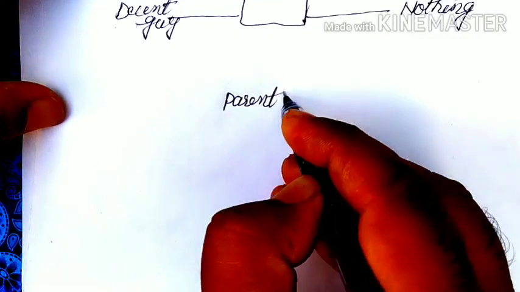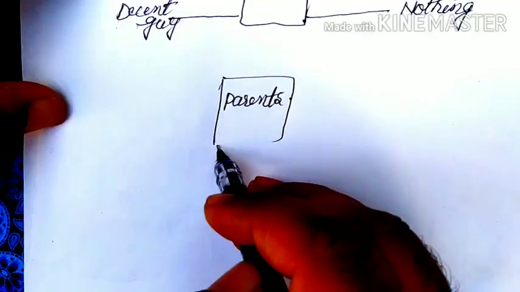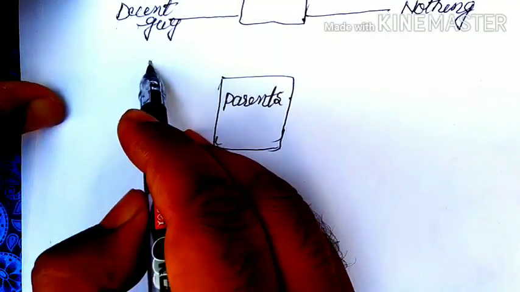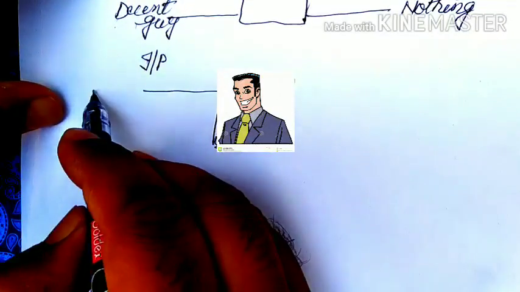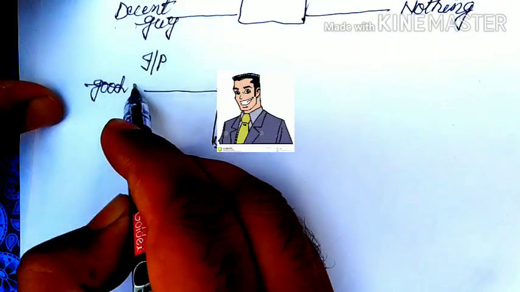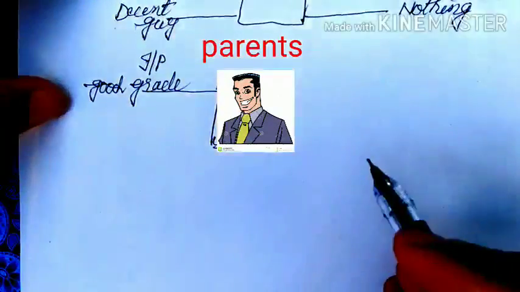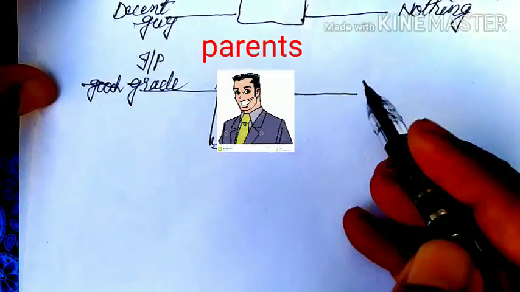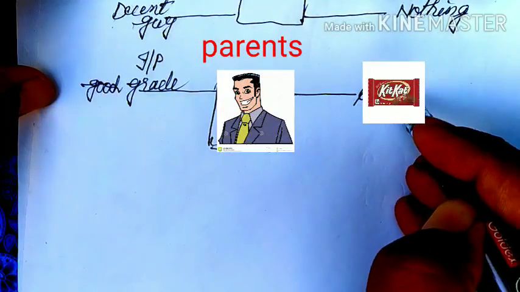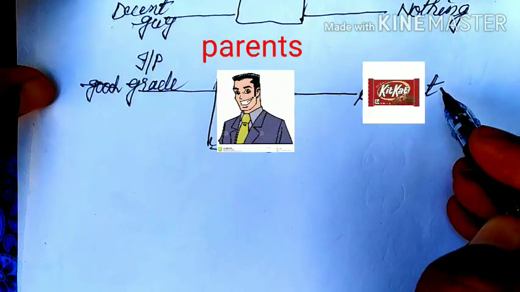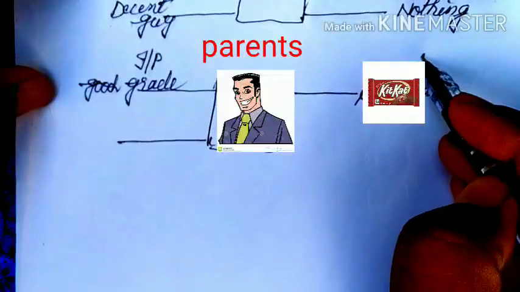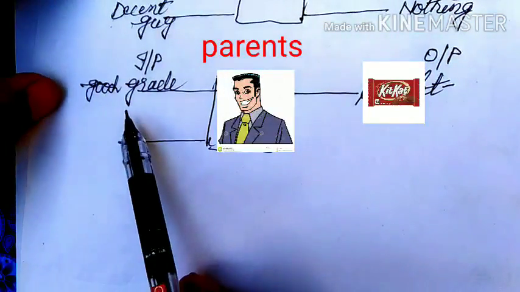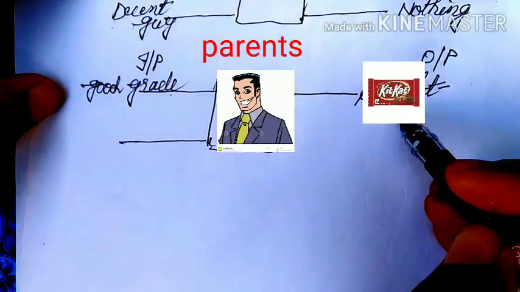Here we take parents as a function. You see, if we give input good grade, it means that the child gets good grades, parents give chocolate. So we can say, if the child gets good grades, parents give output chocolate.